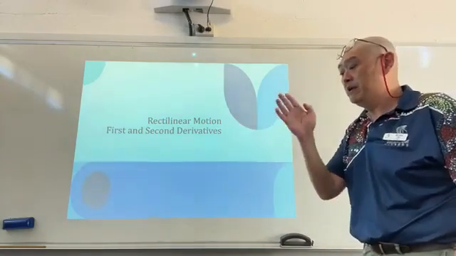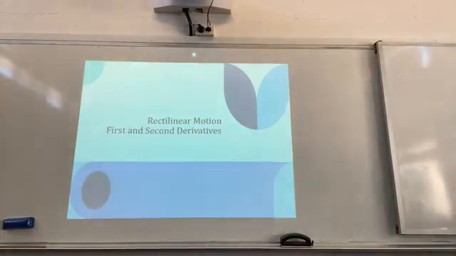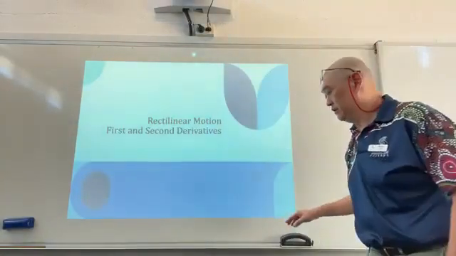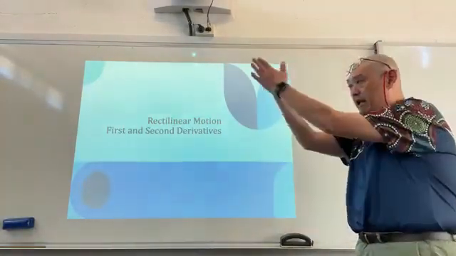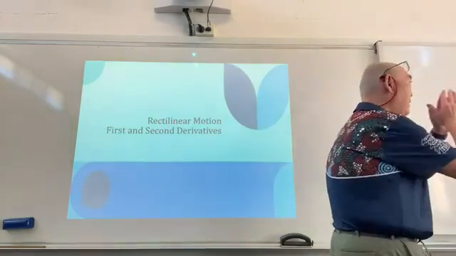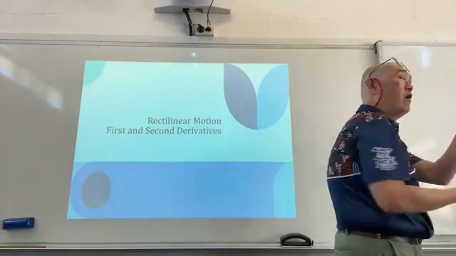Rectilinear motion means I am walking, or any object is moving, in one direction, one dimensional. So from a starting point here, I could define that direction as positive. I could also define the other direction as positive. I'm traveling back and forth on one line.